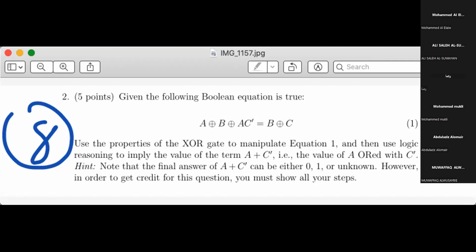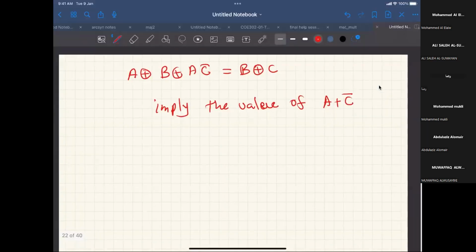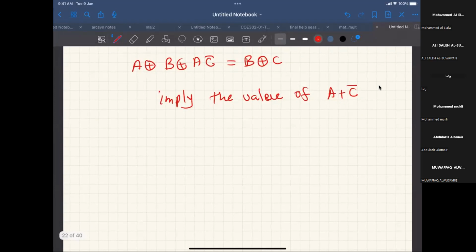So let me share my screen on the iPad again. Basically what you can do here, you can get rid of the B, right? You can XOR both sides with B, and then it will be removed. So you are left with A XORed with A C complement equals C.